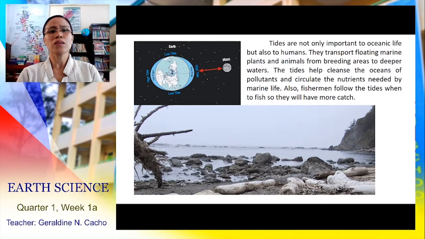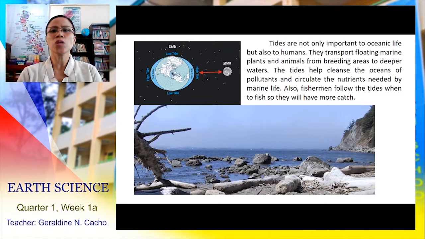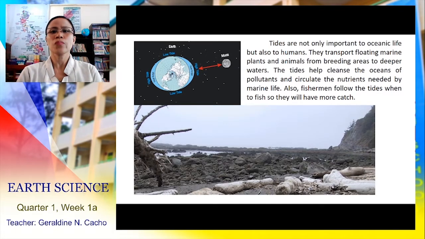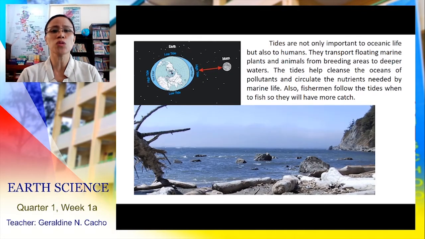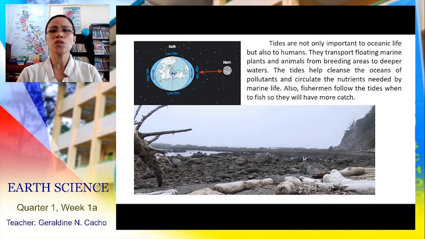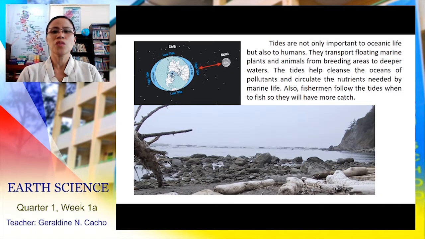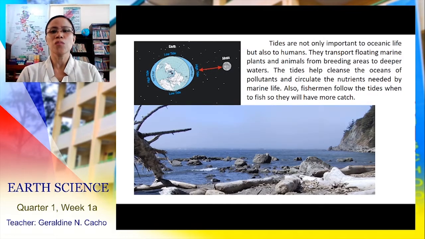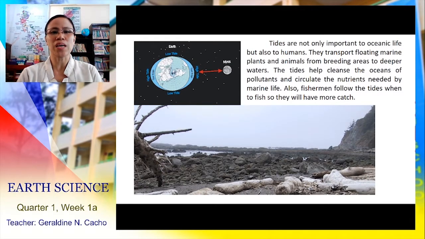It was mentioned a while back that with the moon, we experience tides on Earth. Tides are not only important to oceanic life, but also to humans. They transport floating marine plants and animals from breeding areas to deeper waters. The tides help cleanse the oceans of pollutants and circulate the nutrients needed by marine life. Fishermen are very thankful for the tides because they help them get a better catch.